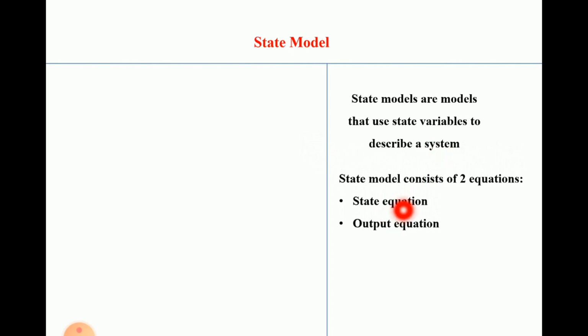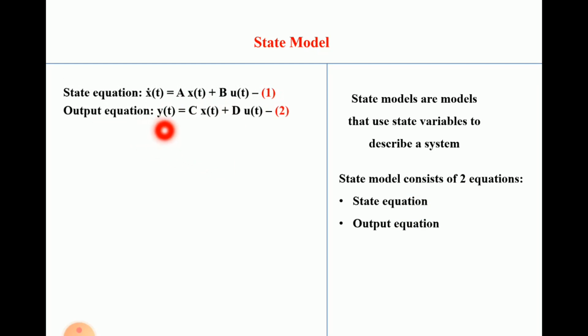State model consists of two equations, state equation and output equation. State equation is given as x dot of t is equal to A into x of t plus B into u of t. Output equation is given as y of t is equal to C into x of t plus D into u of t. If you recall, we have already established x of t as our state variable in the previous video.